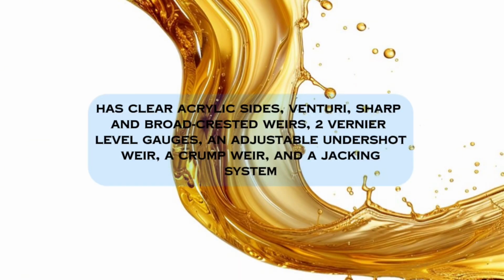Teaching Flume has clear acrylic sides, venturi, sharp and broad-crested weirs, two vernier level gauges, an adjustable undershot weir, a crump weir, and a jacking system.